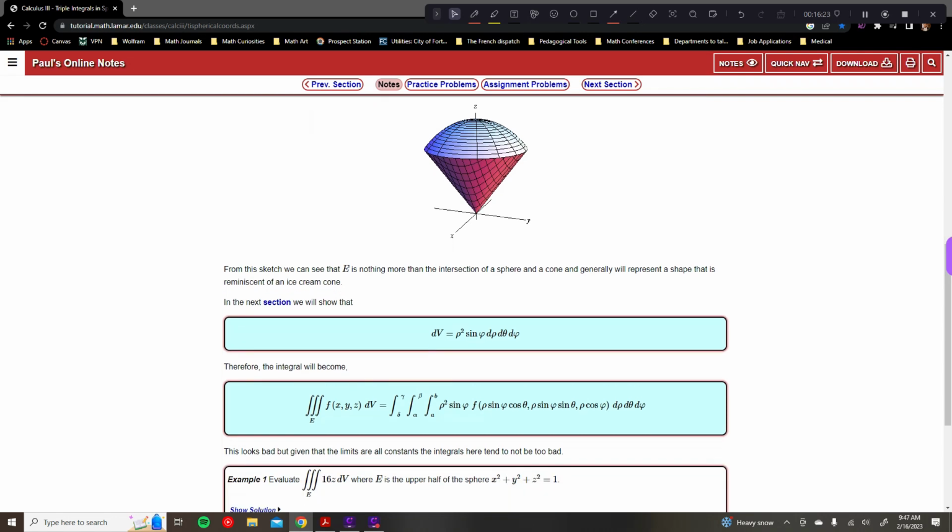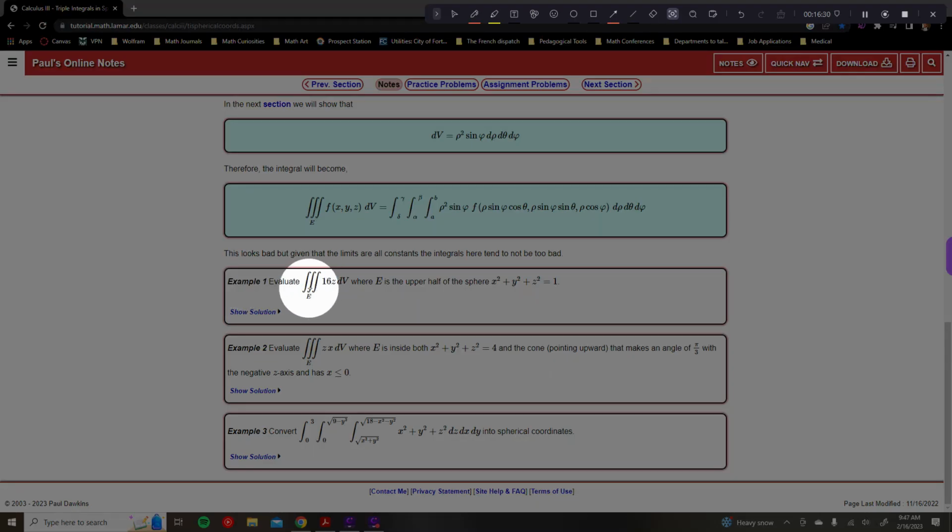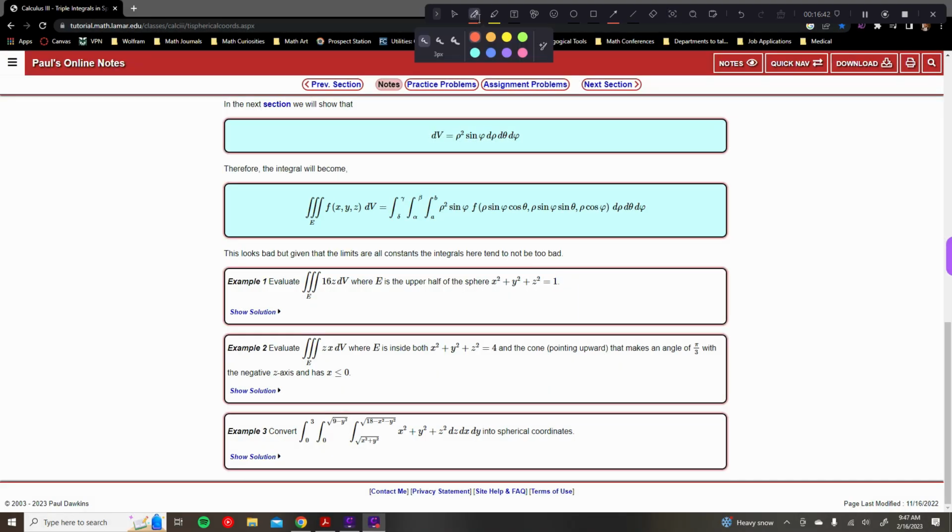Okay, so if we jump down to this first example, I'm looking at example 1 here. It says evaluate the triple integral of 16z dv. That's going to be like our d omega, where e is the upper half of the sphere, x squared plus y squared plus z squared is 1. So I want to sketch this out. This is going to be the upper half of the sphere, so this is like x squared plus y squared plus z squared is greater than or equal to 1. And then in particular, the upper half would be that z is also greater than or equal to 1. And then here we have 16z d omega.